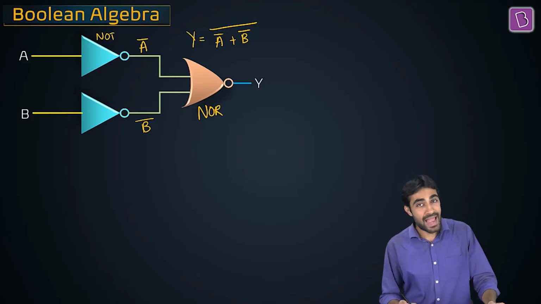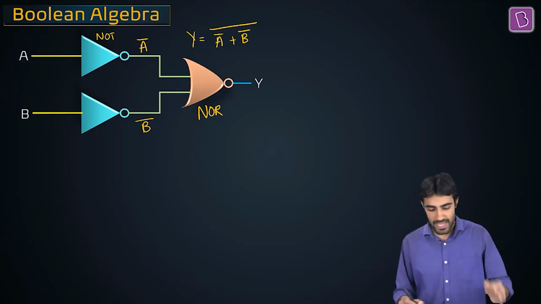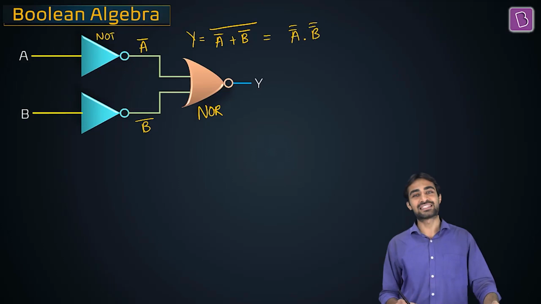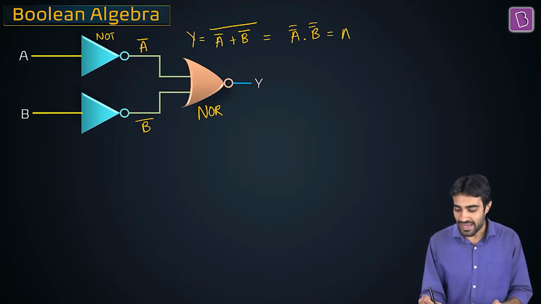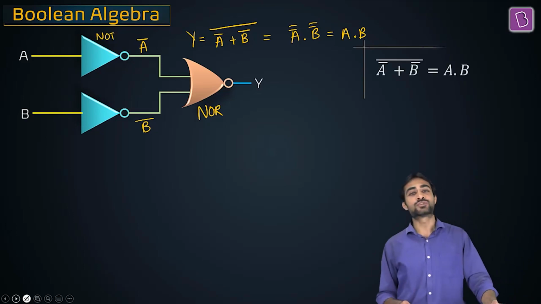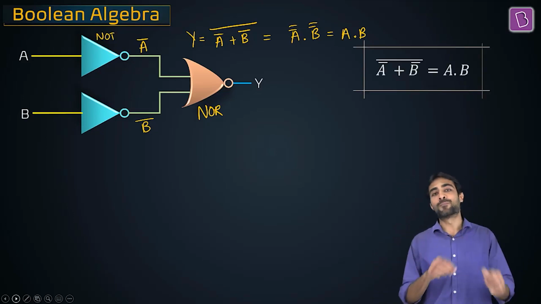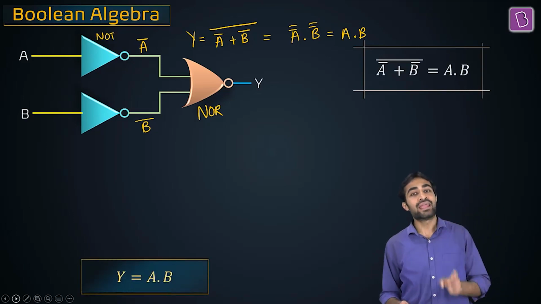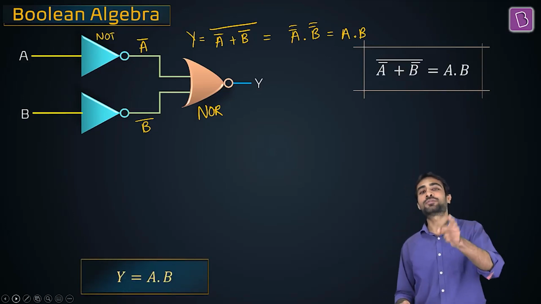Now we can apply De Morgan's rule. We can write this as A double bar dot B double bar. Yes. And this is nothing but A dot B. So according to De Morgan's rule, we have this formula. And we can finally say that final output Y is nothing but A dot B.